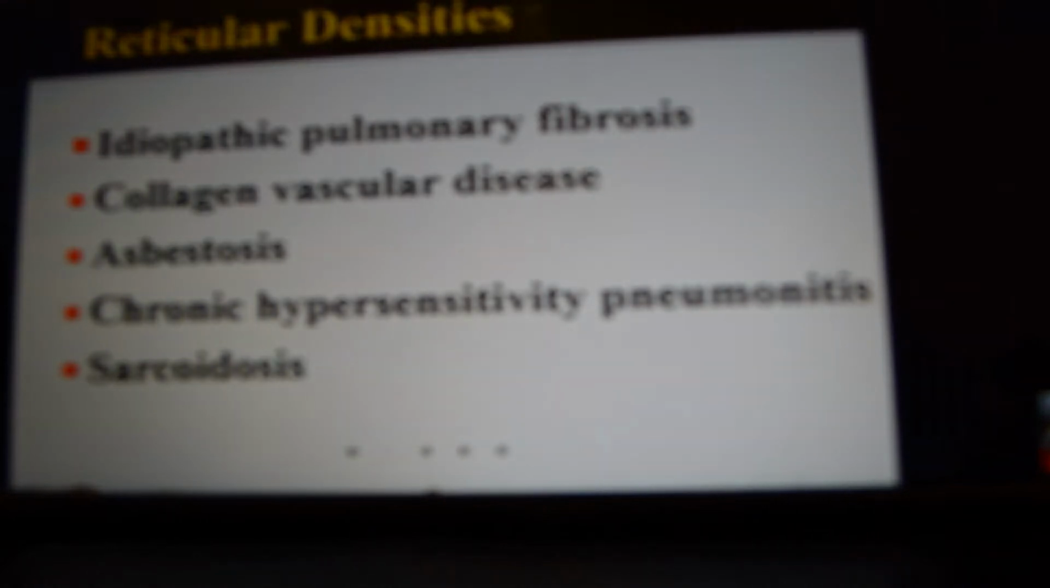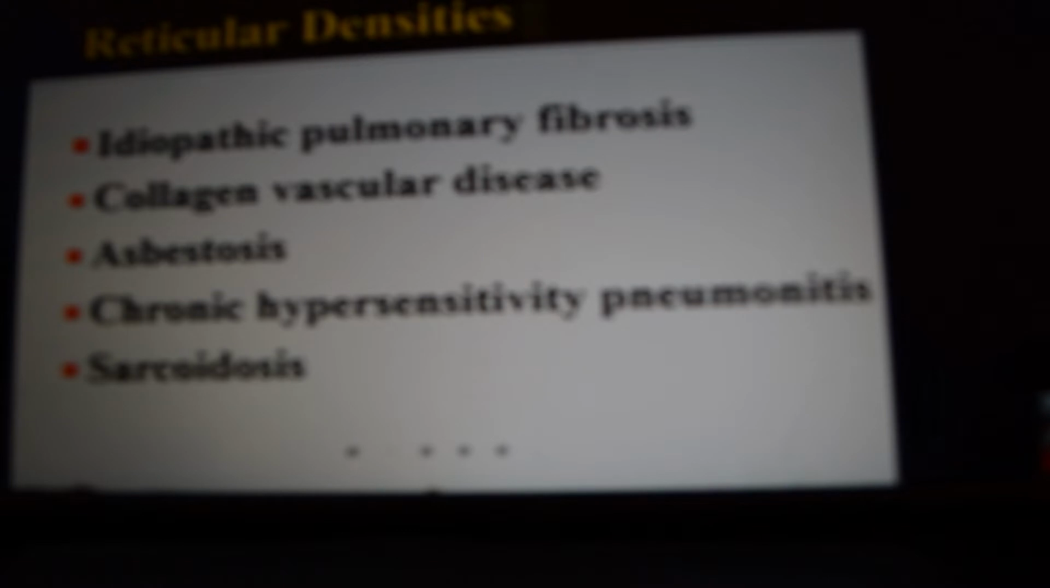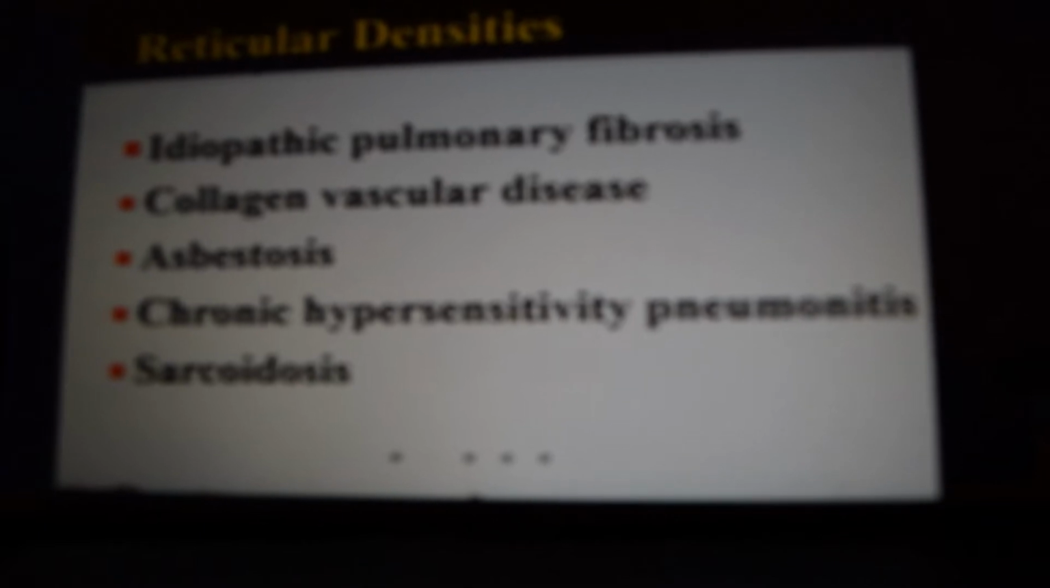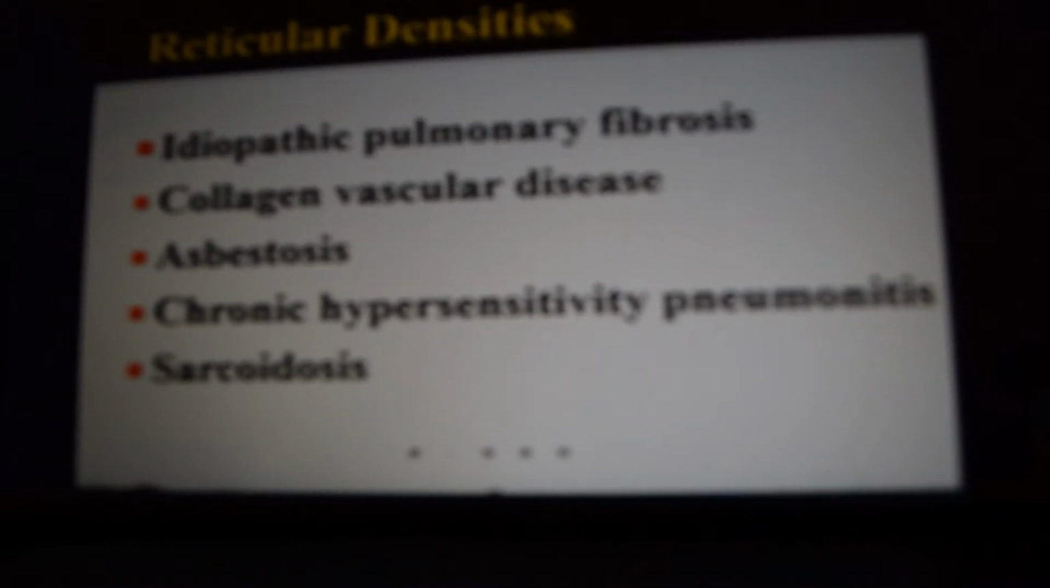Again, this is honeycombing, with ground glass haze and thickened septa. So reticular densities, whenever we clinically suspect idiopathic pulmonary fibrosis, collagen vascular disease, asbestosis, chronic pneumonitis, and sarcoidosis. The site of these reticular densities will let us know which disease we are dealing with.